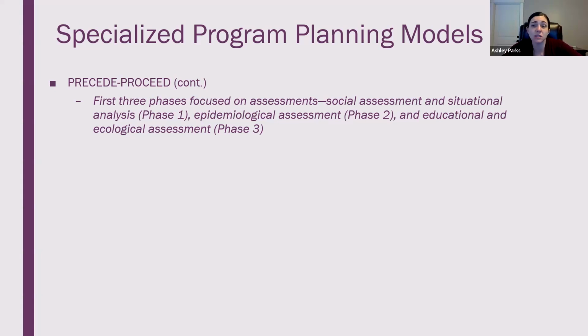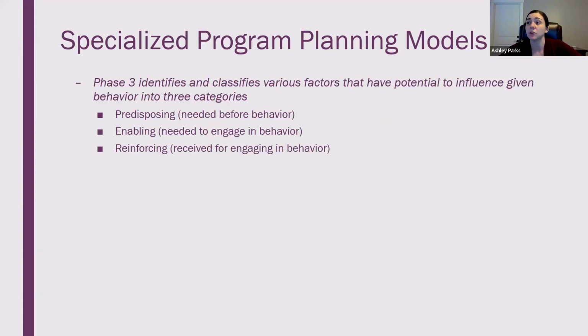The educational and ecological assessment often gets confused with the social assessment, but what we're doing here in phase 3 is figuring out those factors. What predisposes us? It's a factor that's needed before the behavior, such as having only access to fast food in the small rural town that you live in with very few veggies and healthy options and resources. That's a predisposing factor that leads to unhealthy eating, could lead to diabetes.